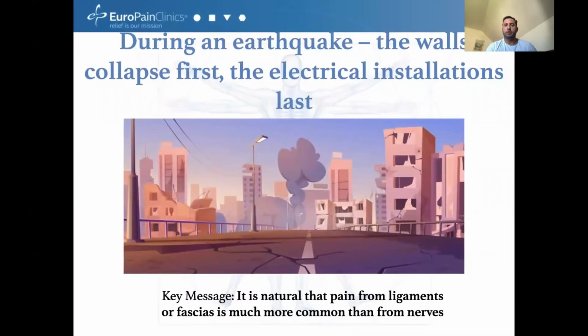It's good to realize, like a Japanese group of researchers of SI joint are saying, it's like an earthquake. The walls collapse first and electrical installation last. So it's like a human body. All the ligaments and muscles are like walls, and nerves are like electrical installations. So don't think about SI joint as a last thing. You always take it as a possible first problem or one of the first problems, and don't focus on nerve roots only when you have some kind of back pain.